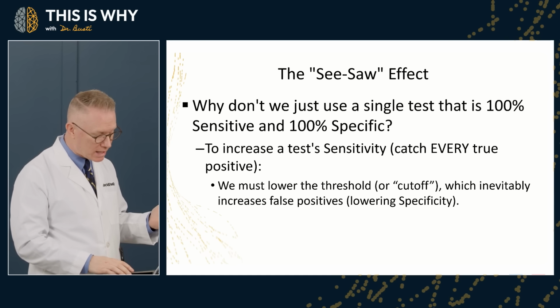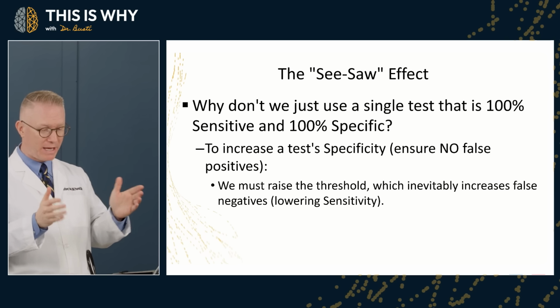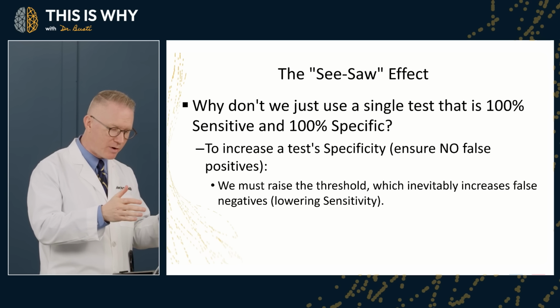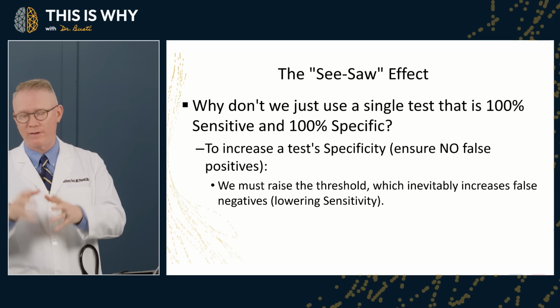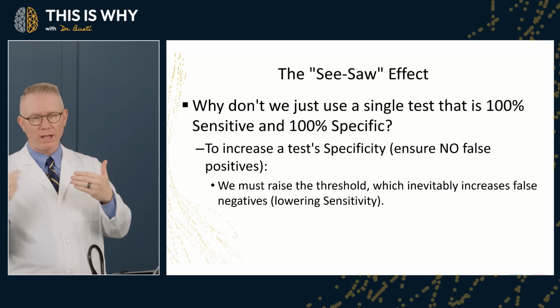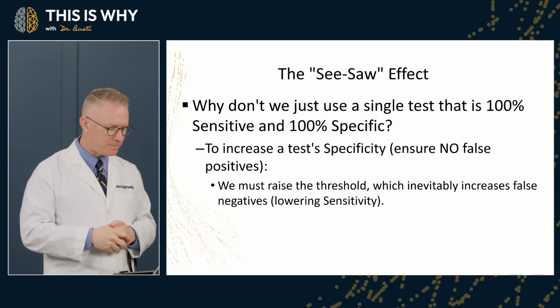And that's why many times you need those two tests. In an example of working up somebody for PE, I may do a D-dimer if I'm not entirely sure, but when it comes back positive, I can't say, oh, you have a PE. I have to do the imaging, or if you have a DVT, I have to do imaging to prove it.